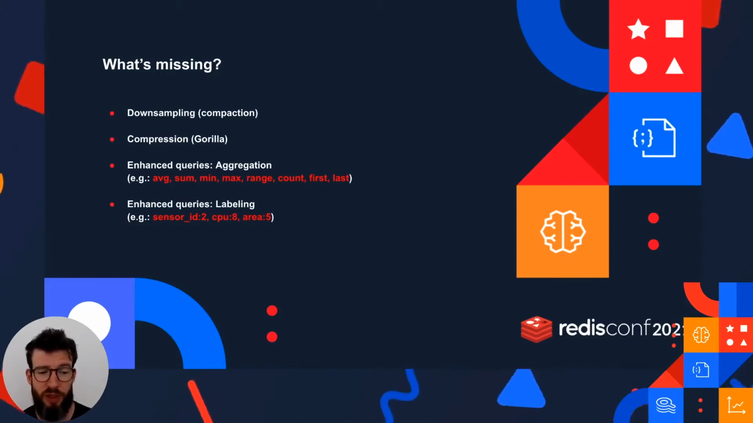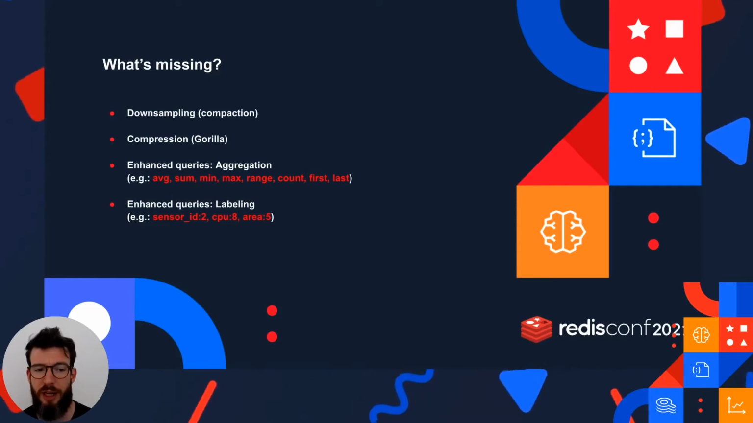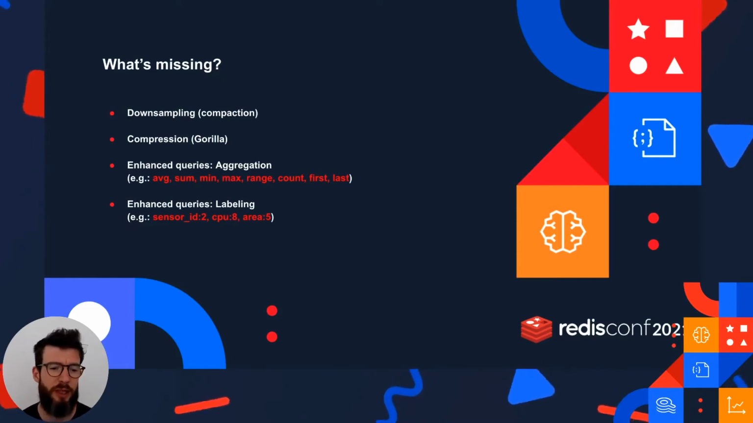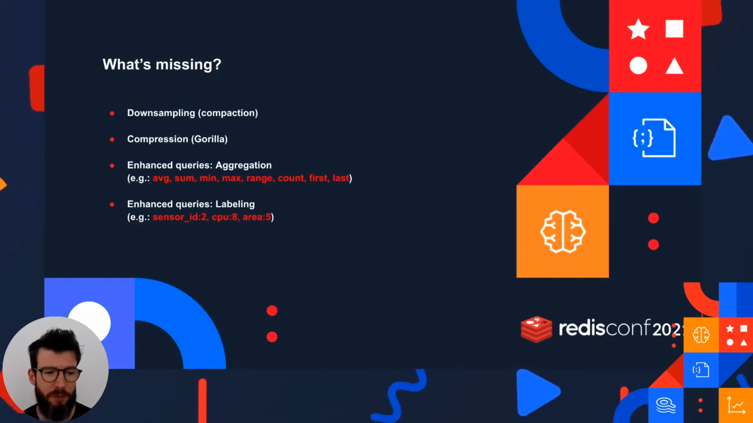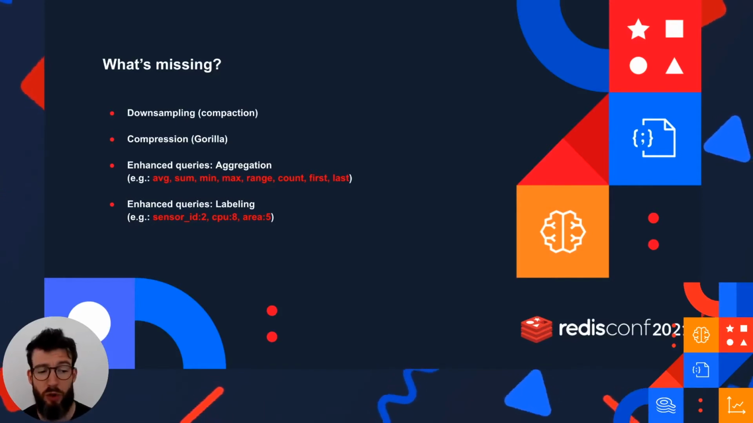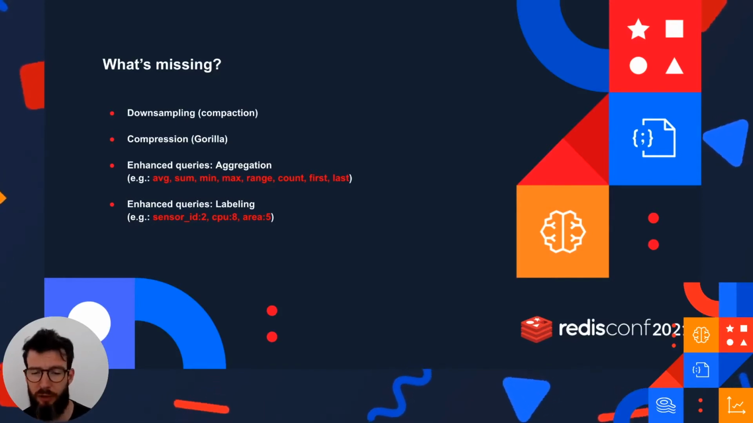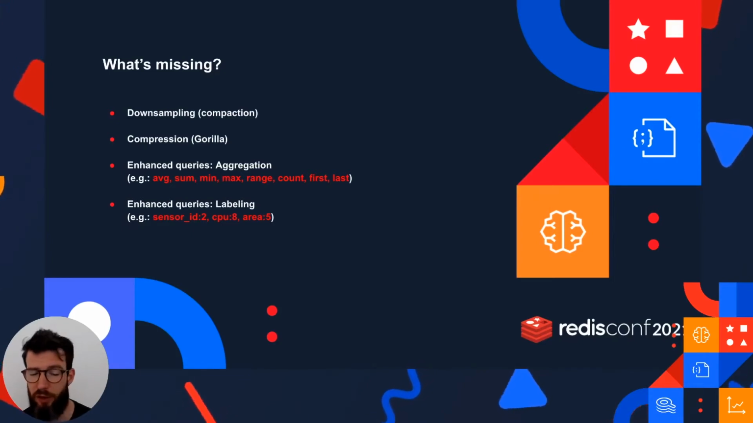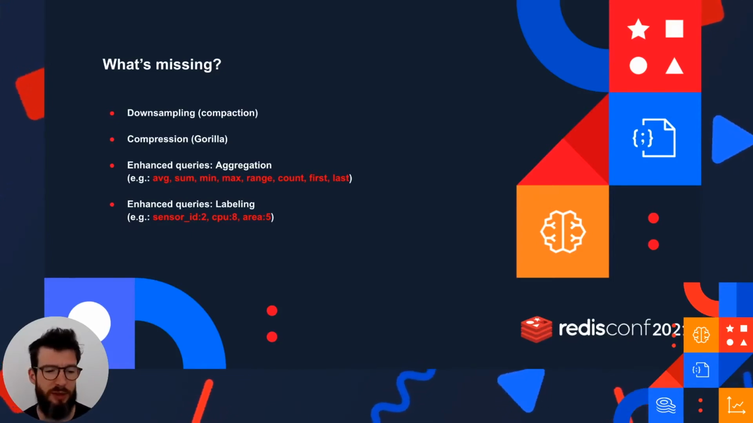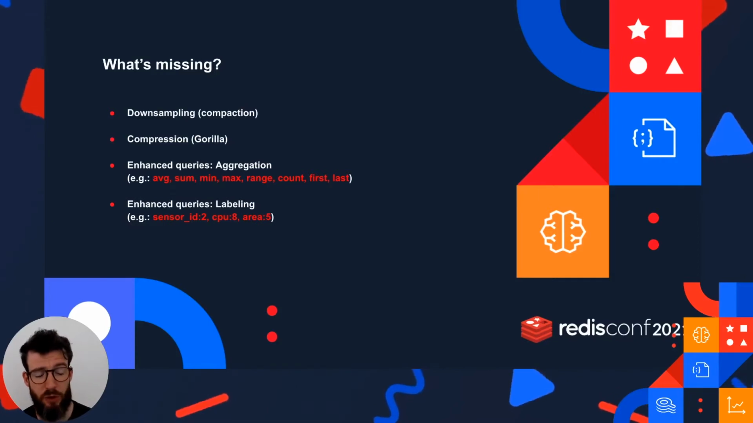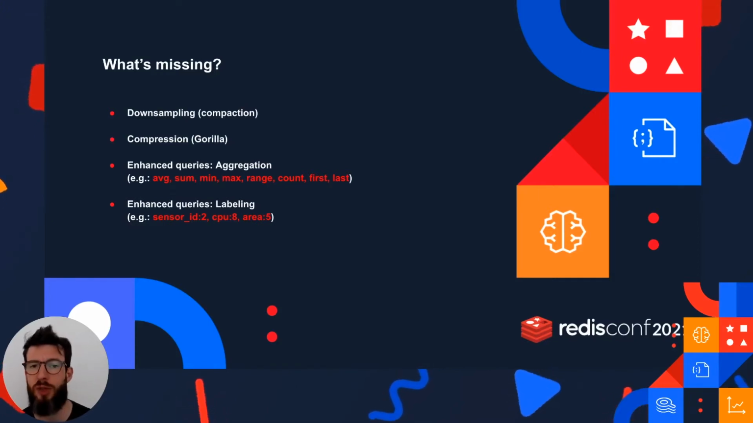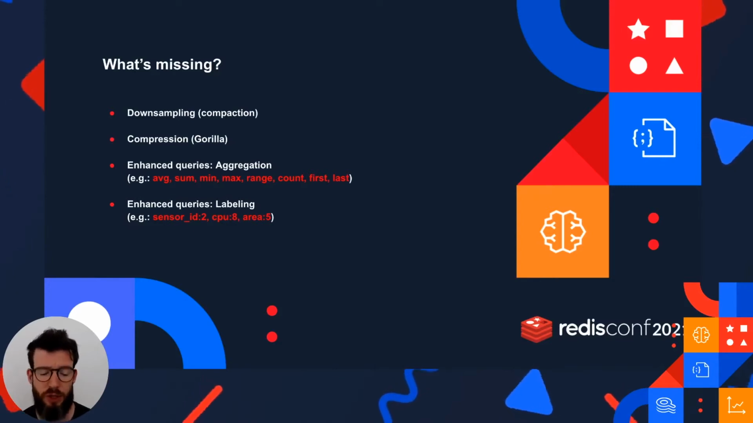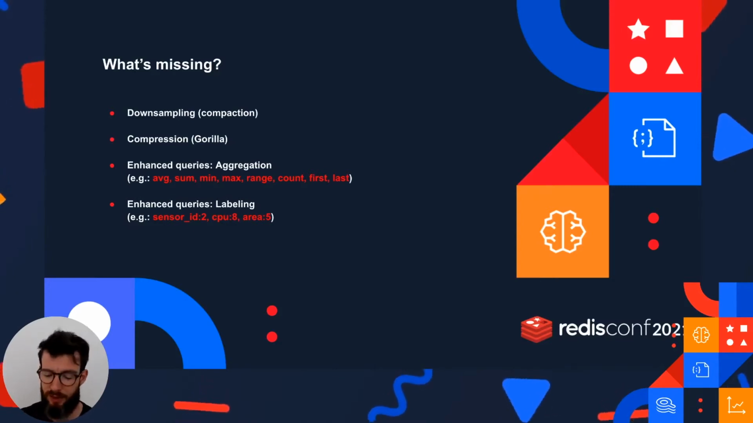There is no compression. Time series data lends itself very well to being compressed, for sure when time samples, for example, are equally spaced in time. There is also no support for enhanced queries out of the box, for example, aggregation across time series data. And also, there is no easy way to query your time series data. There is no secondary index out of the box within Redis on top of that time series data.